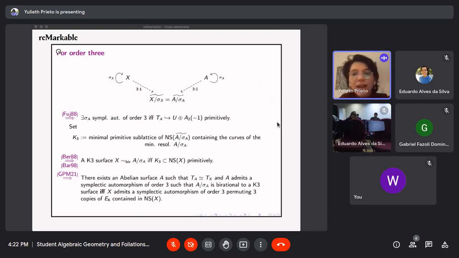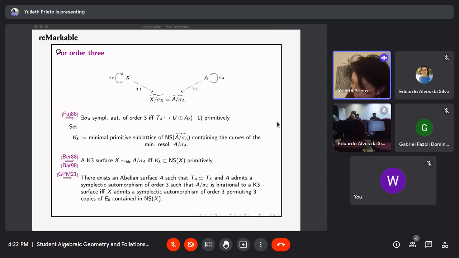And then we can also characterize all of these K3 surfaces admitting three symplectic automorphisms, that are birational to this quotient of a torus by a symplectic automorphism, if and only if we can find three copies of E6 in the Néron-Severi lattice that are permuted as in the involution, but now with a permutation of order 3.